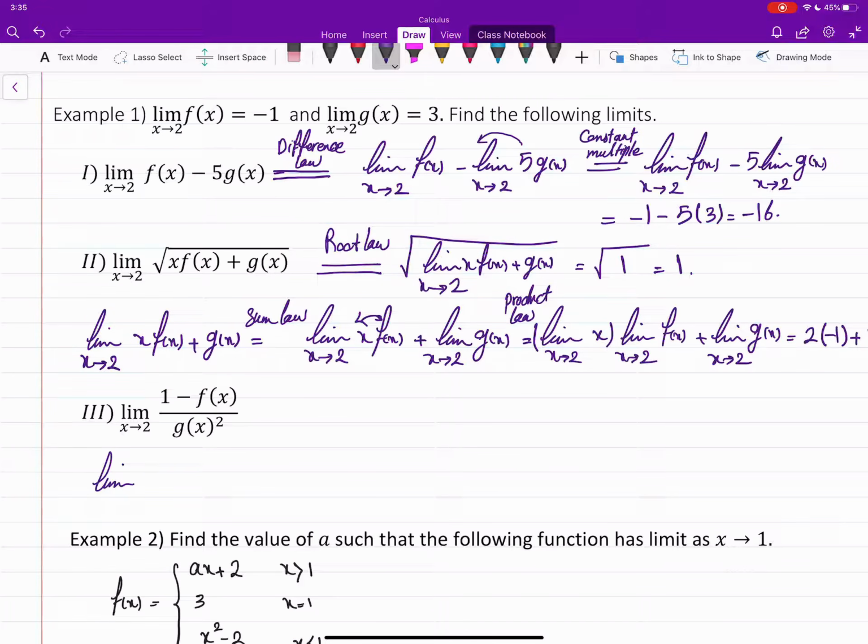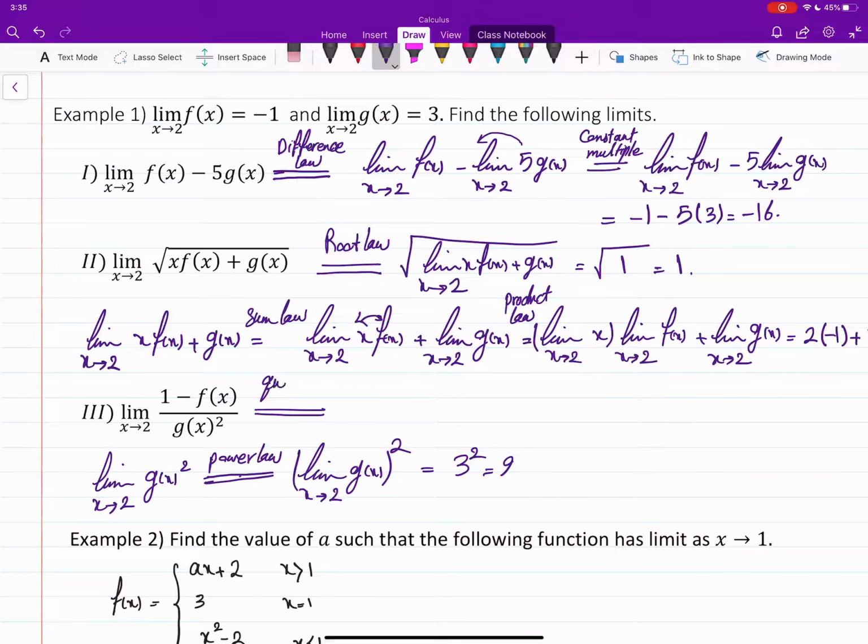For the third one, we have a quotient, so we need to apply the quotient law, but first we should make sure that the limit of the denominator, which is this, is non-zero. And it is, because using the power law, we have the limit of g(x) to the power 2 as x goes to 2, and that is 3 squared, which is 9. So since the denominator has a non-zero limit, we can now use the quotient law.